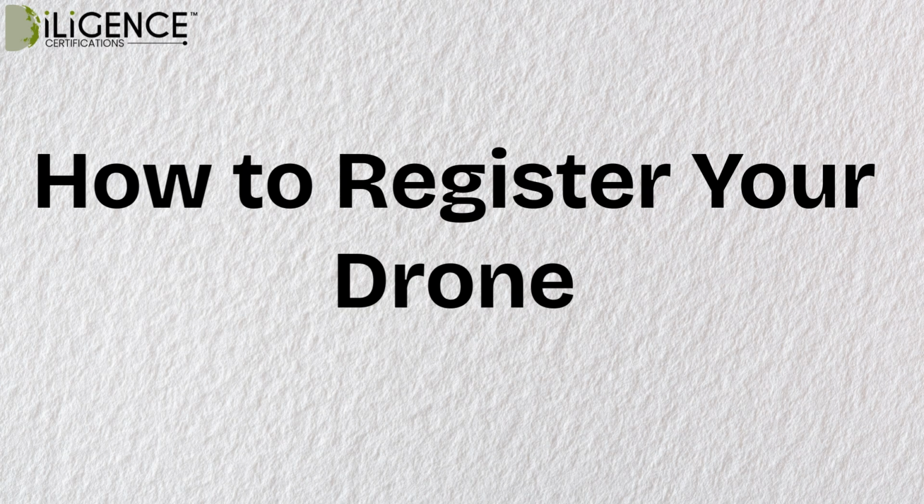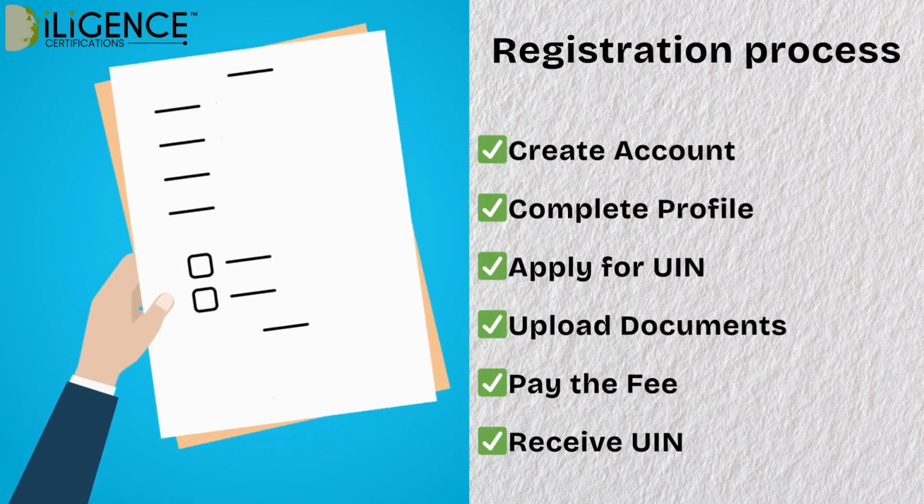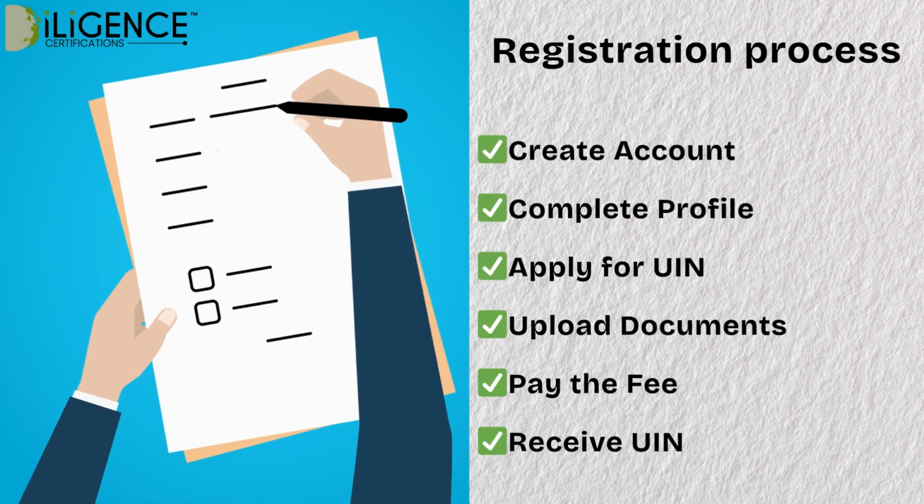How to register your drone? Follow these steps to register your drone. Step 1. Create an account. Visit the Digital Sky platform and register using your email and mobile number. Complete the profile. Provide your personal details and verify your identity.